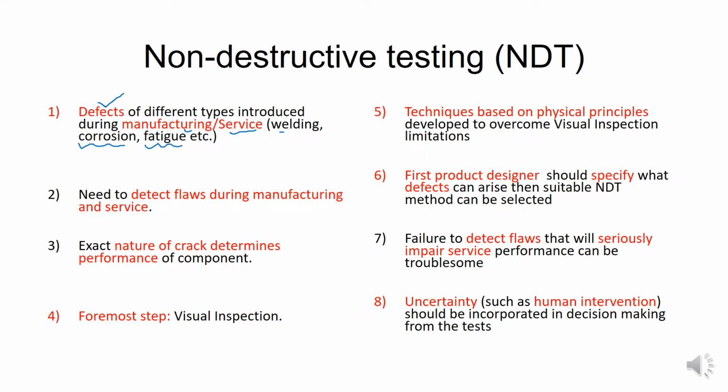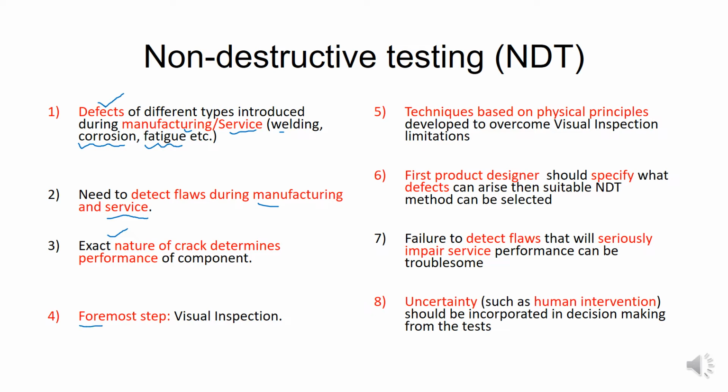If a defect is produced from corrosion or fatigue, then this is known as an in-service defect. So manufacturing and service, we have to take these two things into consideration, and we have to detect flaws either in manufacturing or in service or in both these stages. We have to check our component and we should be able to determine the exact nature of the crack because that determines the performance of the component.